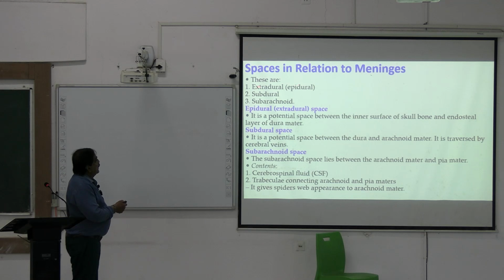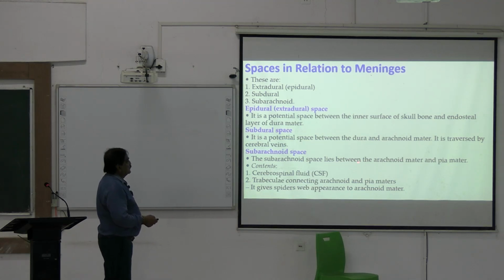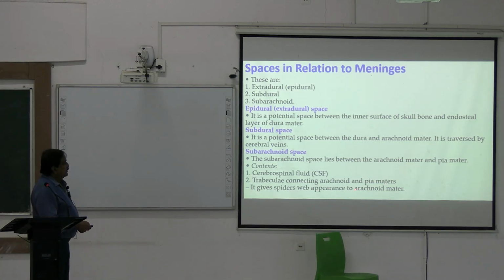This is important: extradural, epidural, subdural, subarachnoid. The epidural or extradural space is a potential space between the inner surface of the skull bone and the endosteal layer of dura mater. The subdural space is a potential space between the dura and the arachnoid mater. It is traversed by cerebral veins. The subarachnoid space lies between the arachnoid mater and the pia mater and contains cerebrospinal fluid and trabeculae connecting the arachnoid and the pia mater. It gives a spider web appearance to the arachnoid mater.